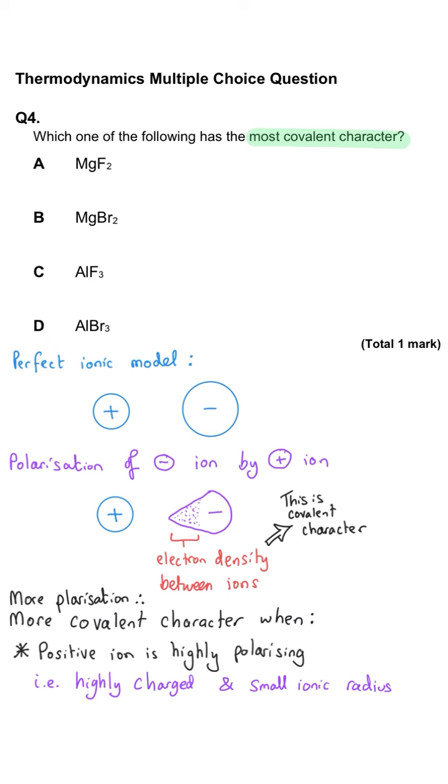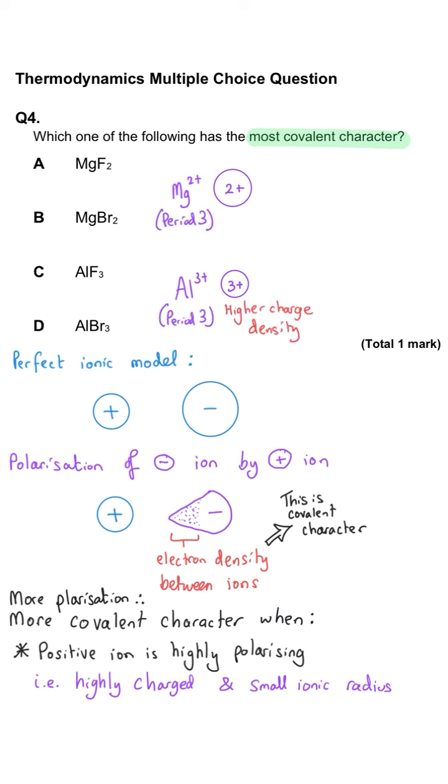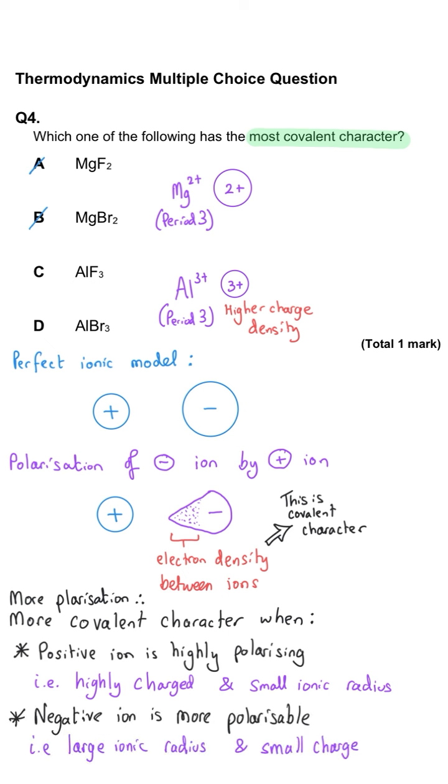So if we compare magnesium and aluminium, aluminium is a 3+ ion, whereas magnesium is only a 2+ ion. They're both in the same period 3, and aluminium is further along to the right, so it will be smaller. So for both of those reasons, aluminium will have a much higher charge density and so be more polarizing. And so we can rule out A and B.